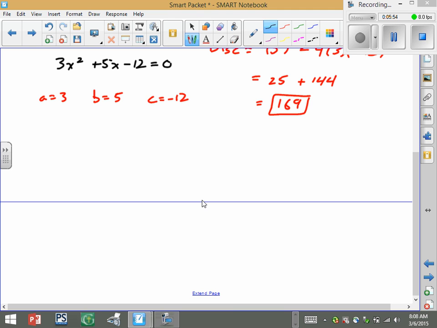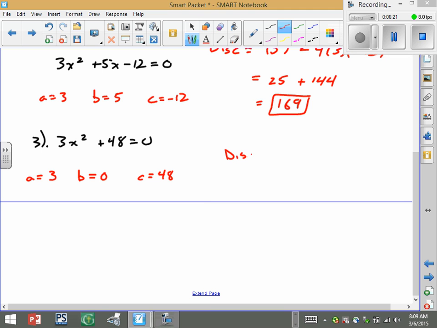So number 3 is 3x squared plus 48 equals 0. So this is a little bit tricky because it doesn't quite look like it's in standard form. However, we've got an a here, and the c is 48. What we're missing is the b term. Well, actually, since it's not there, we're just going to call it 0.